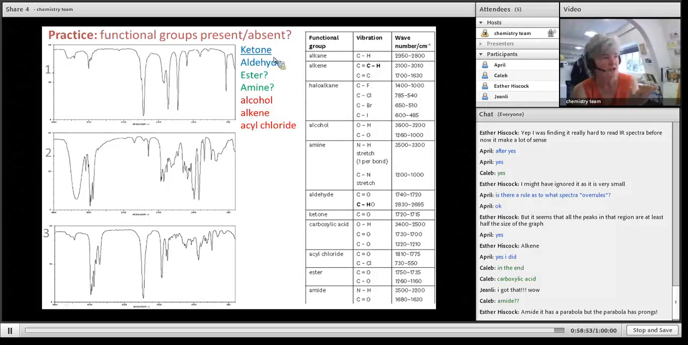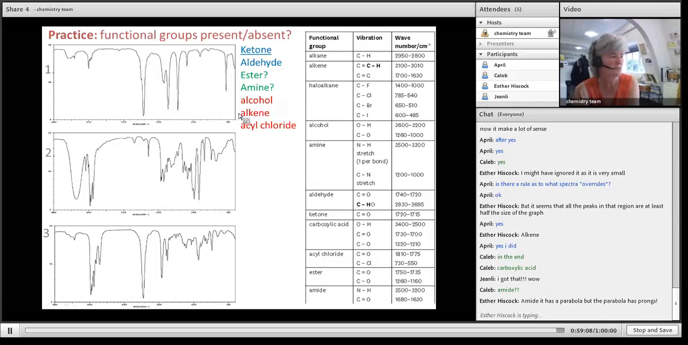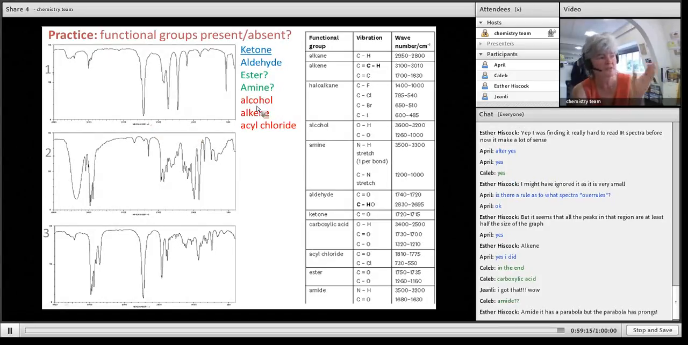It was actually a ketone, so I've underlined that. But you could have come up with those. And I put amine in green just in case you're going, is that a nitrogen or not? And then you would check. But you could definitely exclude these, because of the position of that. So you know it's not an amide, and you know it's not an acyl chloride because of that position. And you know you don't have the parabola, and you know you don't have that carboxylic acid.